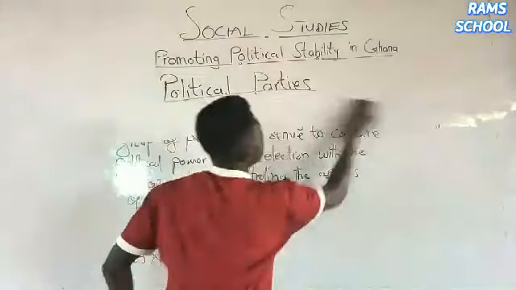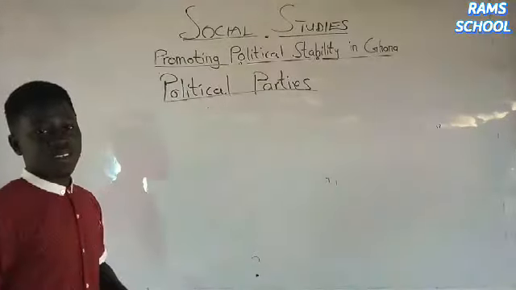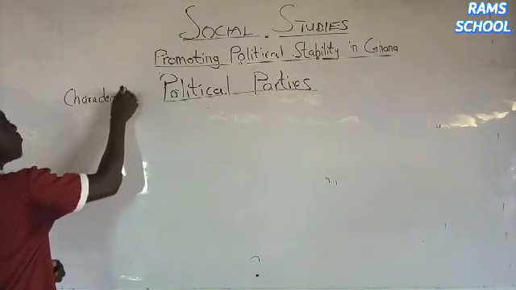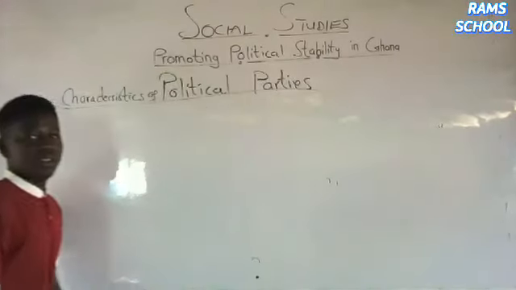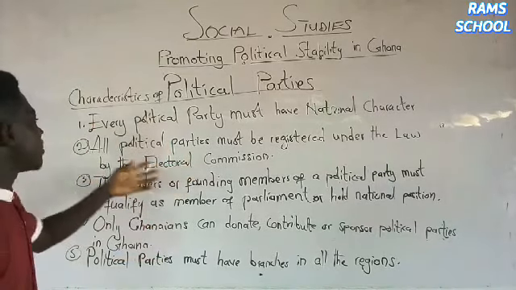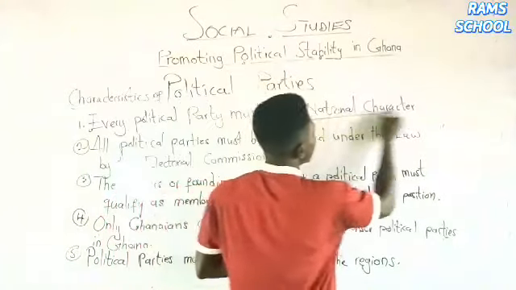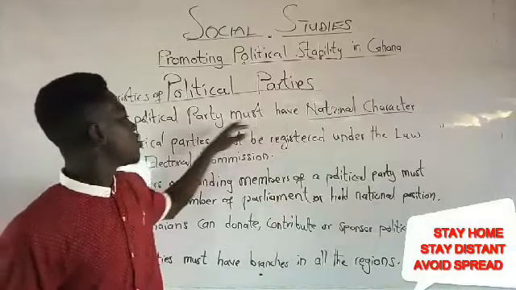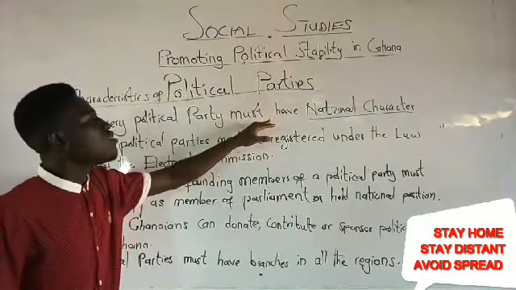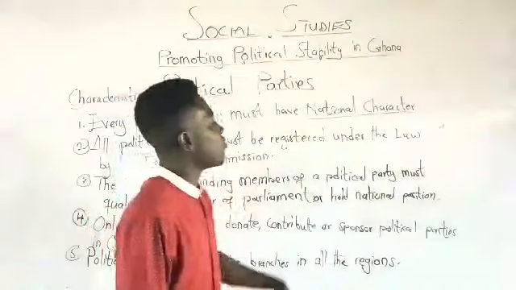So let's look at their characteristics. Why are some parties not political parties? What are some of the characteristics of a political party? One. So these are some of the characteristics of a political party. The first point is that every political party must have national character. The underlying word is national character. So when you talk of national character, it simply means that the party's membership should cut across all the regions, and it shouldn't be based on ethnicity, regions, religion, beliefs, and other sectional connotations.